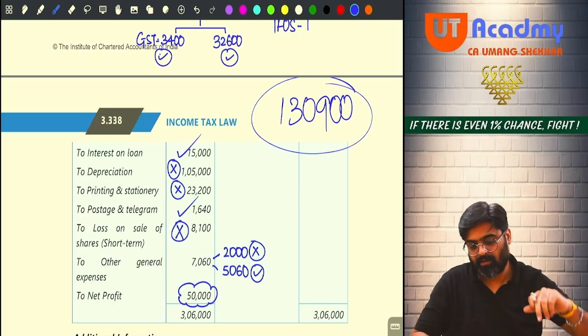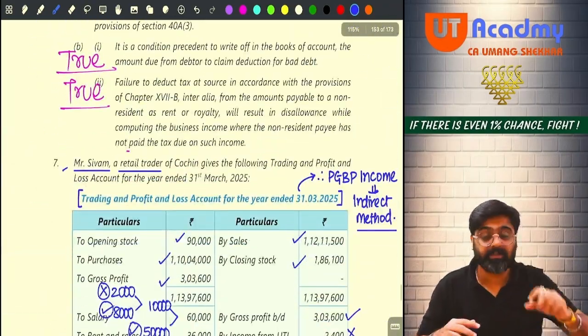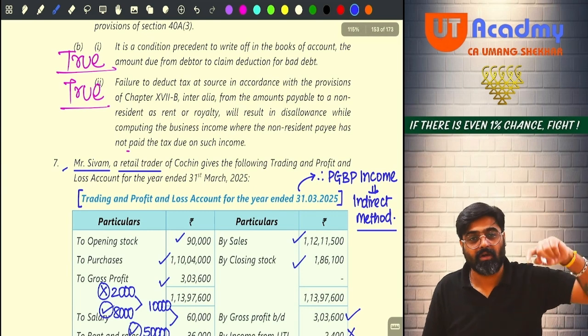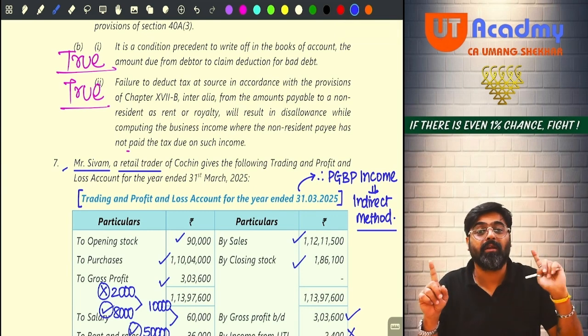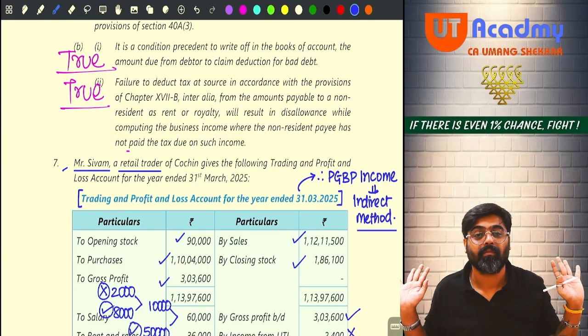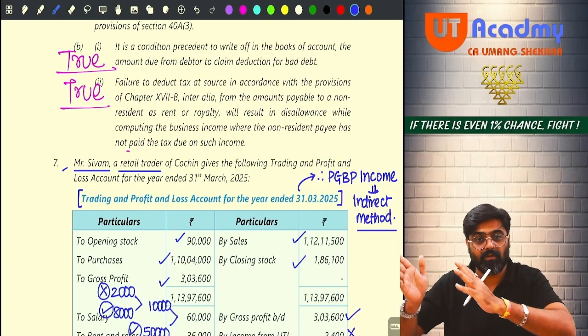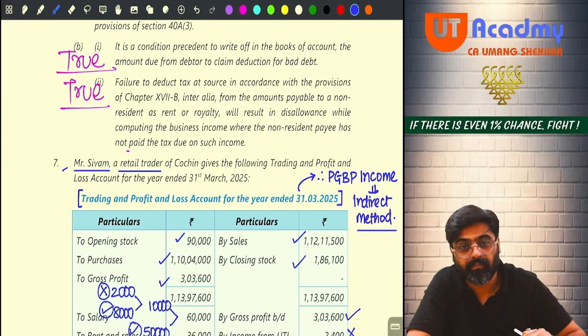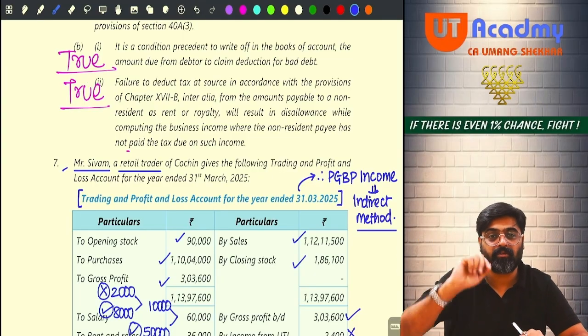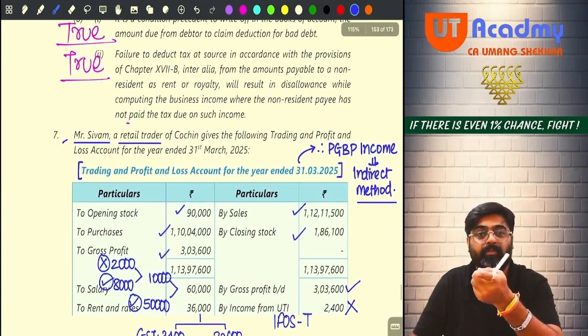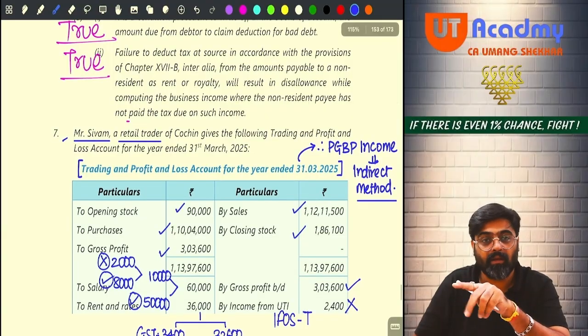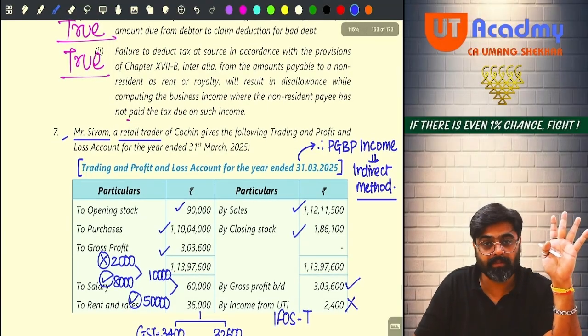Name of the assessee. What was the name? Mr. Shiva. Individual ROR, PAN, dash, previous year, assessment year, computation of taxable income under the head PGBP. Particulars. Rupees, 2 columns. First you will write net profit as per P&L. Taxable, last column. Second column. How much? 50,000.